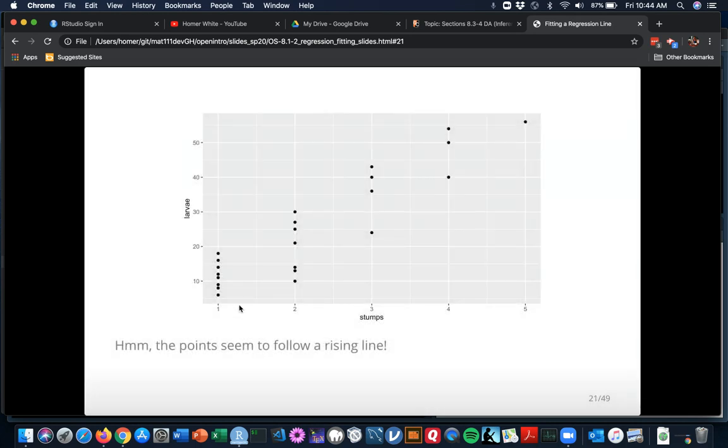So here's our plot. And the cloud of points does seem to follow a rising line. I'm kind of drawing it with my mouse. That's the line I imagine in my mind.